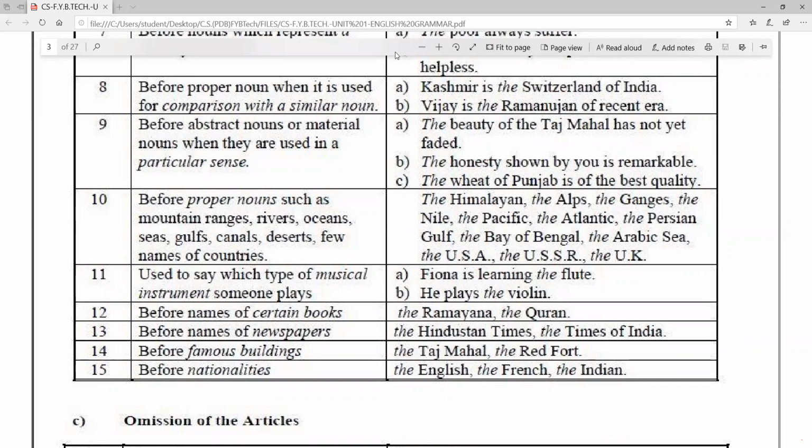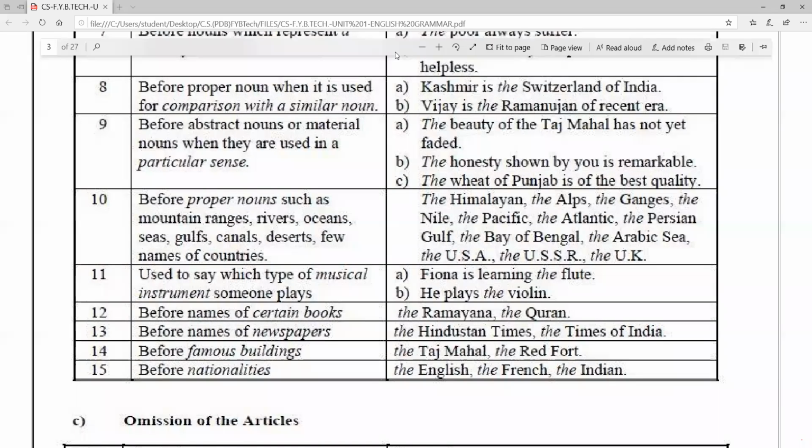Then 12th is before names of certain books, particularly the spiritual books. Which are these books? The Ramayana, the Quran, the Bible, and other religious books. Before these books we use article the. Whatever the spiritual books are there like Ramayana, Bible, Quran, we use article the.